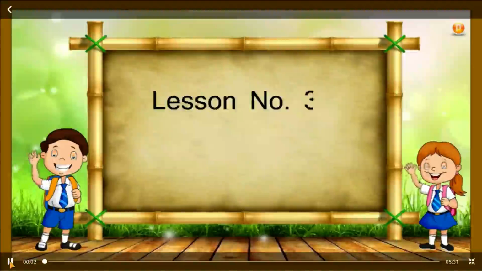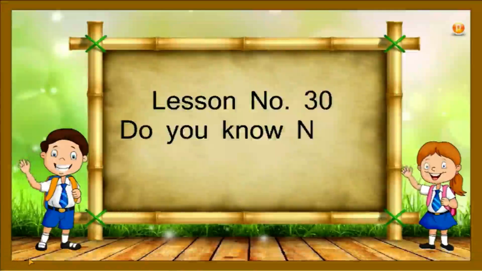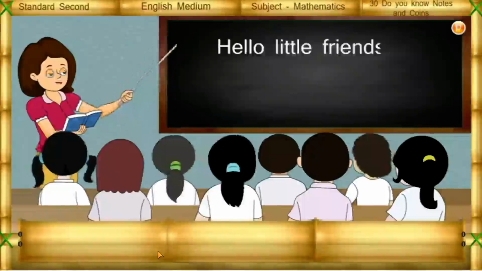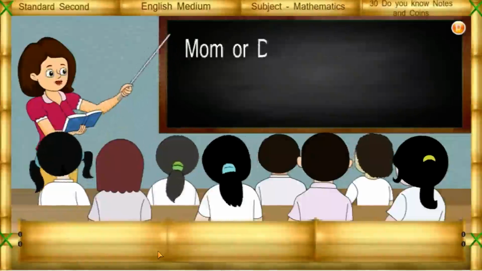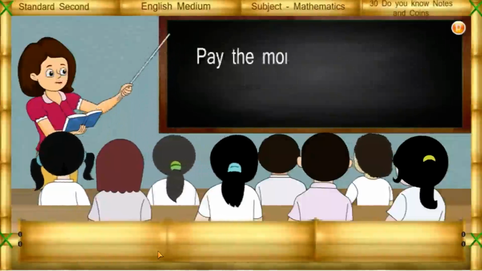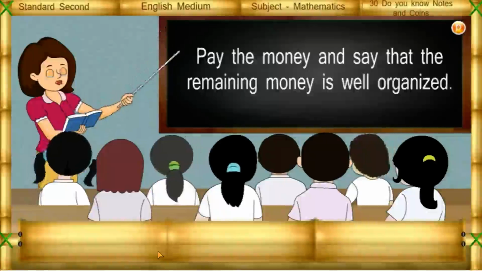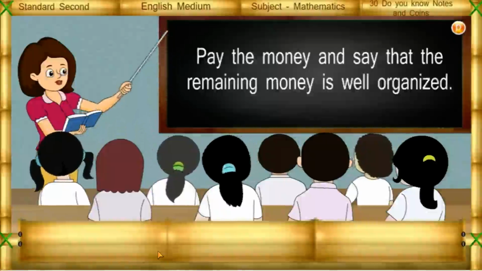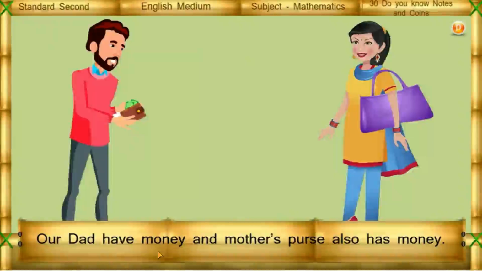Lesson number 30. Do you know notes and coins? Hello little friends. Mom or dad send you to bring some items from the shop. Pay the money and say that the remaining money is well organized. Our dad has money and mother's purse also has money.